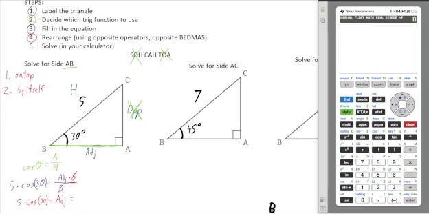Okay, now that we have that, now we just have to plug it in our calculator. So 5 cos 30 end bracket. Whoops, that's not end bracket. There you go, end bracket. Press enter, and we should get an answer.